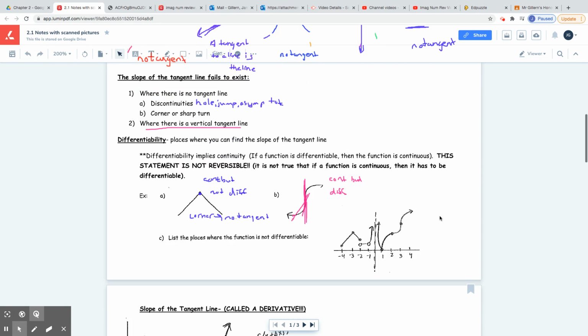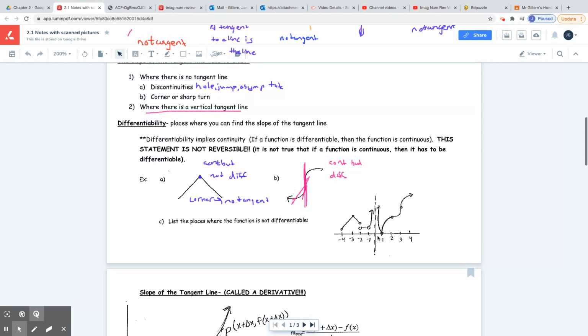We're going to practice a little bit more of this in this picture. It says to list the places where the function is not differentiable, so all the x values where it is not differentiable. What we are looking for is where there's a hole, a jump, an asymptote, a corner, a sharp turn, or a vertical tangent line. If it happens at any one of those places, then it's not going to be differentiable there.